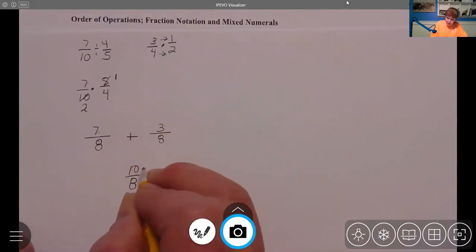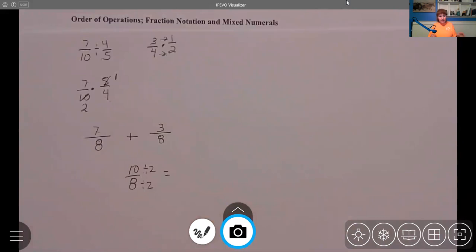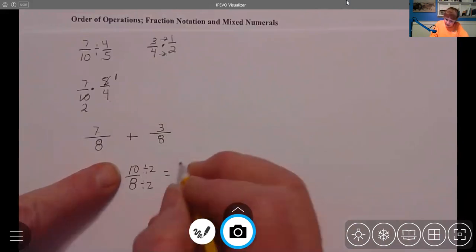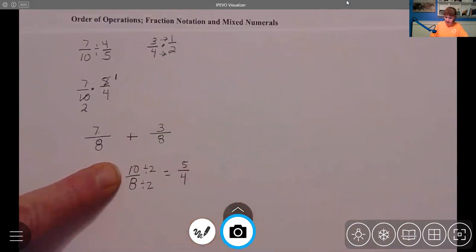I always want to work with smaller numbers. I'm going to divide them both by 2. You could have done this after you made it a mixed number, but I want to do it before. So this gives us 5/4. In MyMathLab, it'll tell you what you need your answer to look like underneath the blank. If they want a fraction notation, you're done.